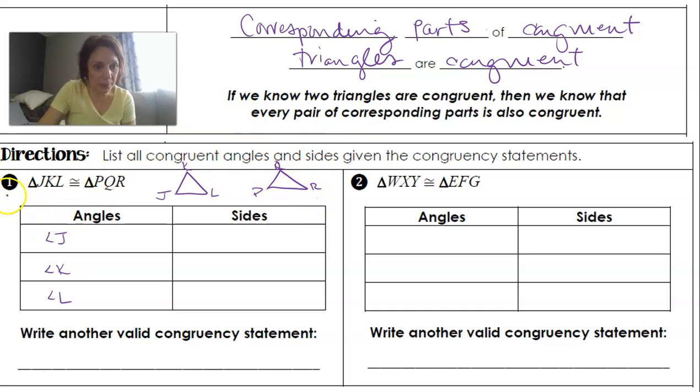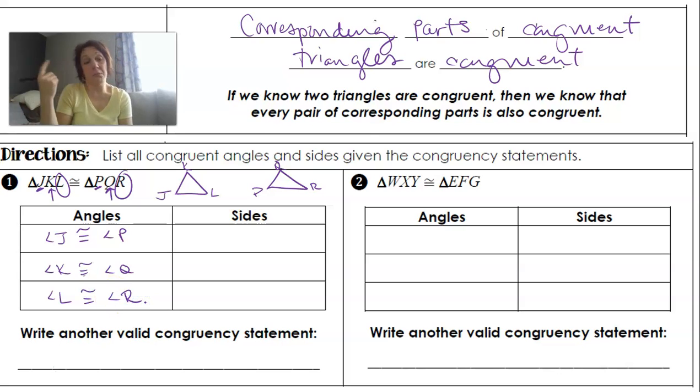Well, look. All you gotta do is look to your name. Angle J, first letter, has to match up with angle P. So I know that angle J is congruent to angle P. Angle K has to be paired with angle Q. So angle K is congruent to angle Q. And last but not least, the last letter, L, has to match up with R. So angle L is congruent to angle R.